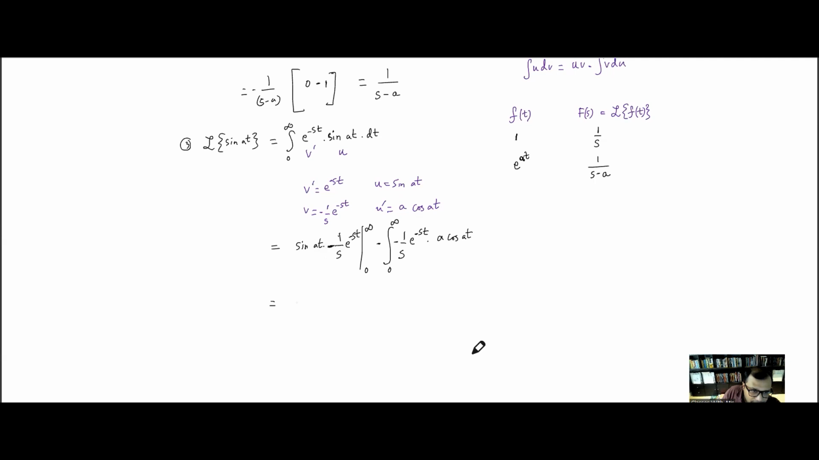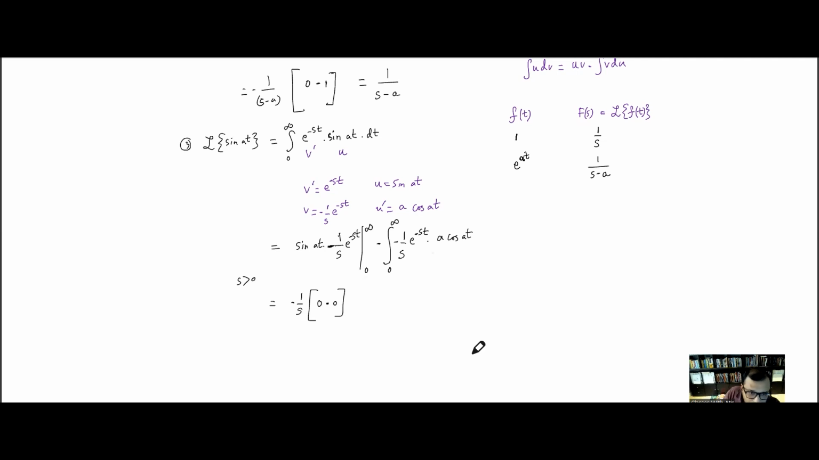Multiplied by -1 by s. Let me just put the -1 by s outside, e to the power minus st. Now we will again consider s is greater than 0. So what happens is e to the power minus st is 1 by e to the power st. When t tends to infinity, that tends to 0. So the first term then is 0 minus, now sine 0 times whatever e to the power 0, sine 0 is 0. So this entire thing evaluates to 0.